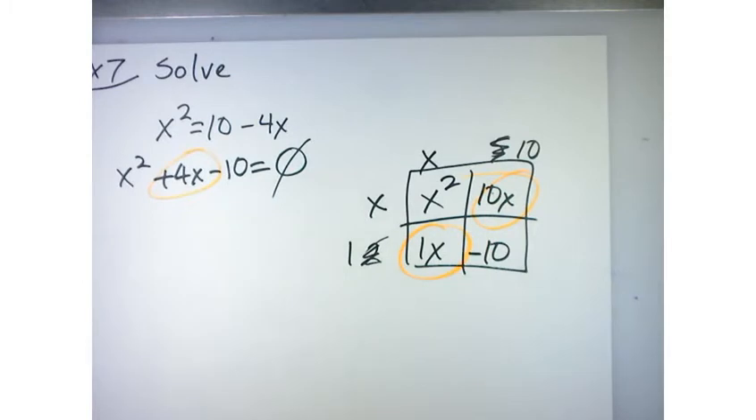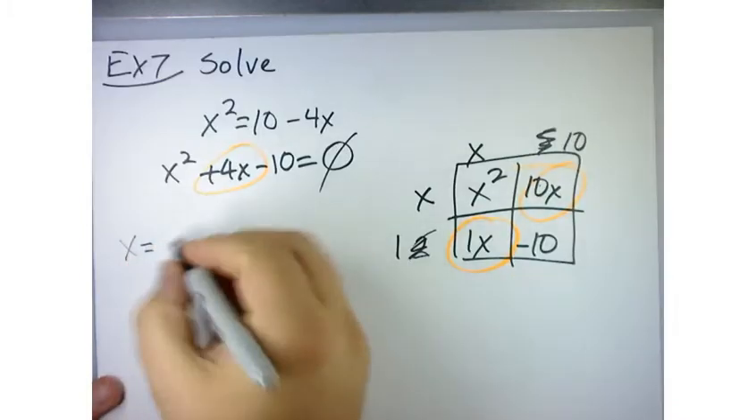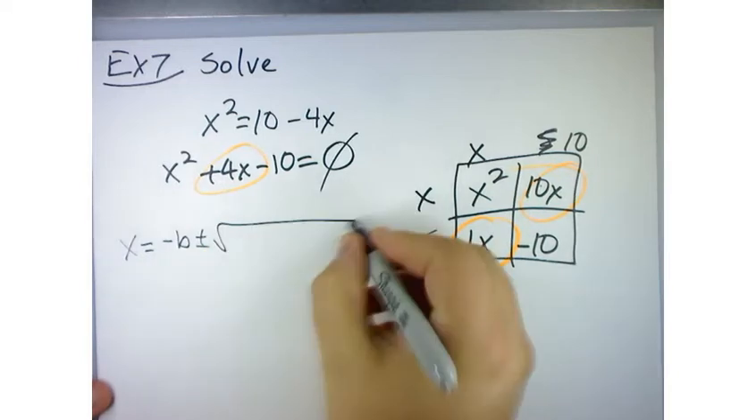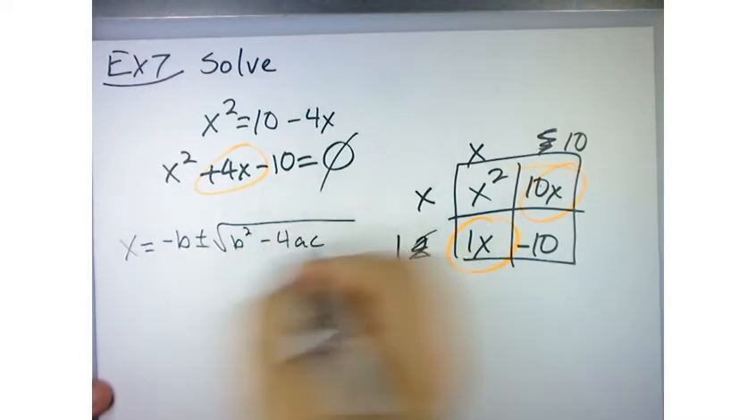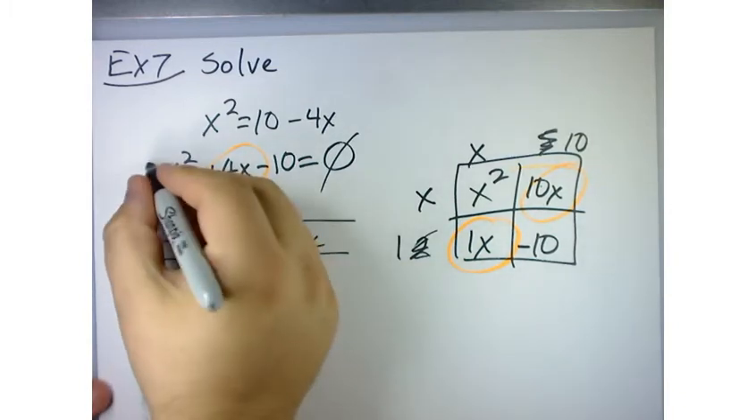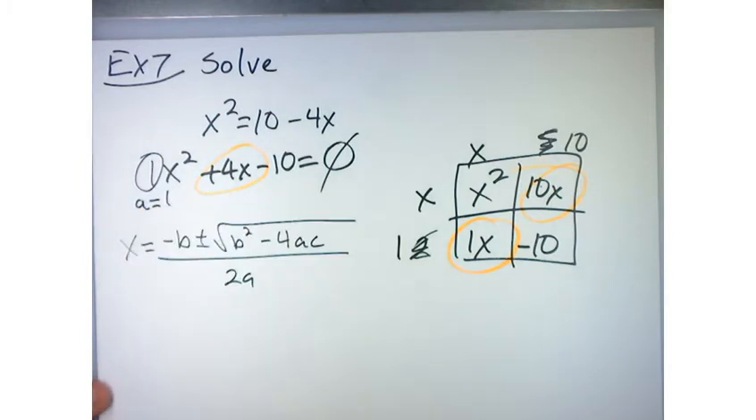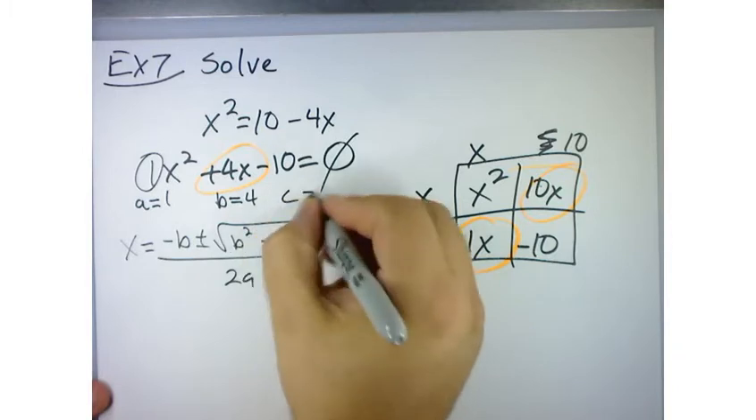So whenever we get stuck, we can always use the quadratic formula. Okay? Which is x is equal to negative b plus or minus the square root of b squared minus 4ac, all over 2a. And you say, well, what's the ABC stuff? Well, there's a 1 in front of here, although we never write it down. So the a term is 1, the b term is 4, and c is equal to negative 10.